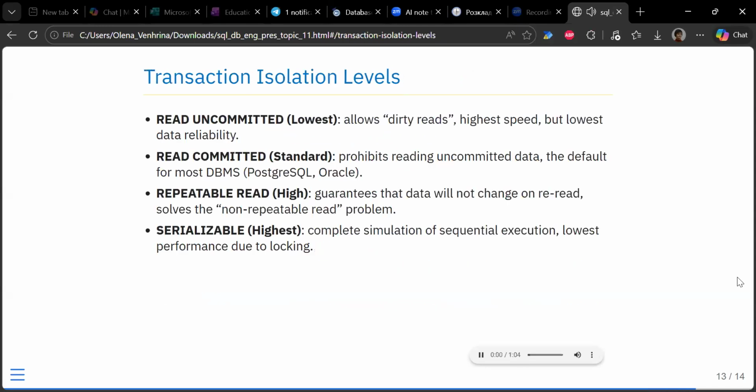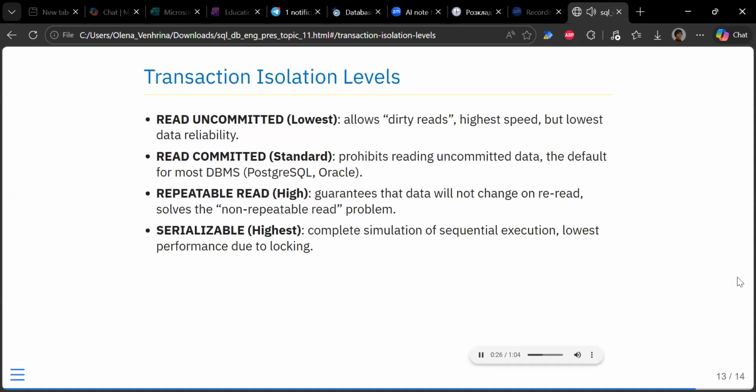To solve the described problems, the SQL standard defines 4 isolation levels. The choice of level is always a trade-off between data reliability and system performance. Read uncommitted, chaos mode. Transactions see everything, even uncommitted changes from others. It works very fast because there are almost no checks, but the data can be incorrect.